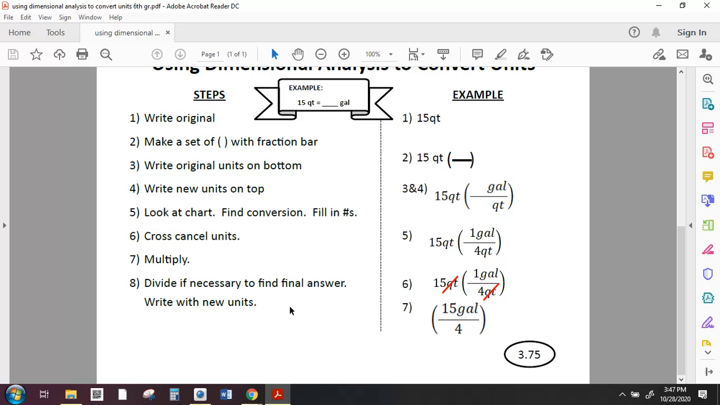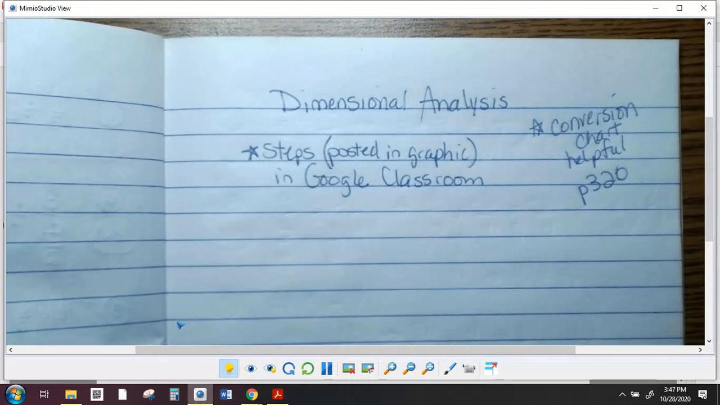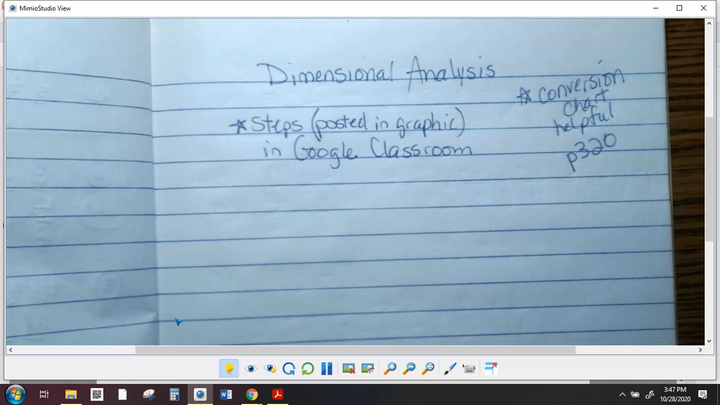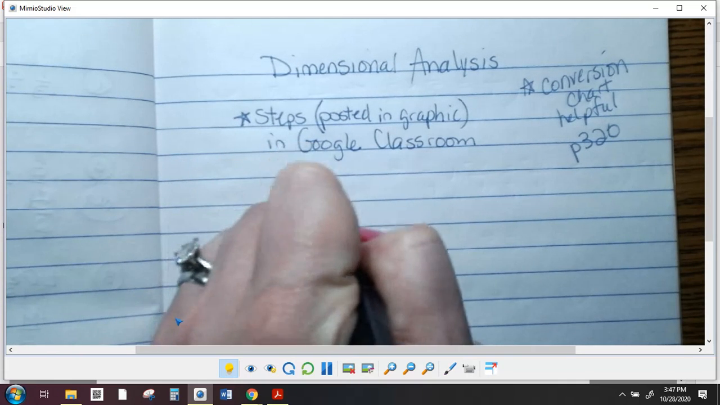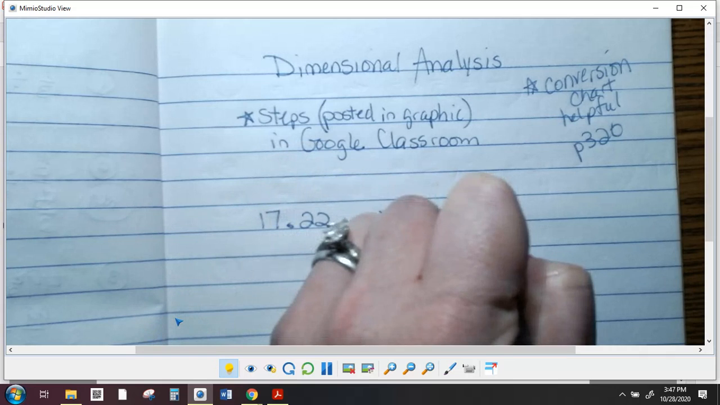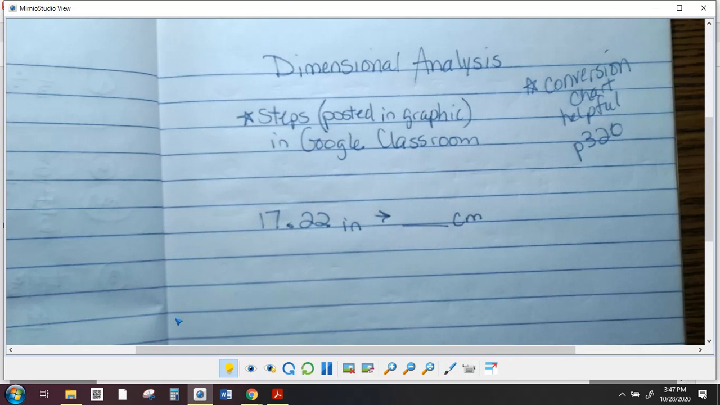Now, that's kind of hard to follow with me just talking through it. Let's flip back to my notebook, and I want to work through one with you. All right, let's look at something like 17 and 22/100 inches is equal to how many centimeters? Inches and centimeters. It's not even the same measurement system, but we can do this.